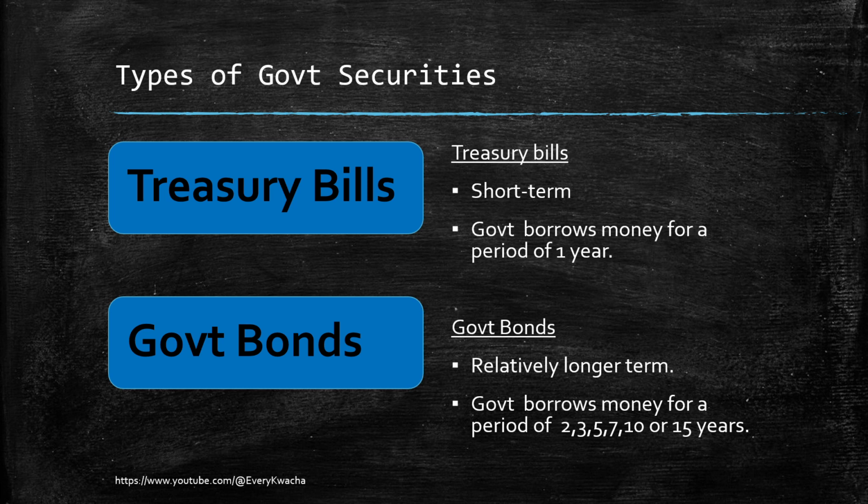Then we have government bonds. These are relatively longer term. So government borrows money for a period of 2 years, 3 years, 5, 7, 10, or 15 years. For government bonds, they mature after that term. But from the time that you invest up to the time that the bond matures, government pays a fixed interest at a fixed rate, and this is paid semi-annually. So every 6 months, you'll be getting an interest.